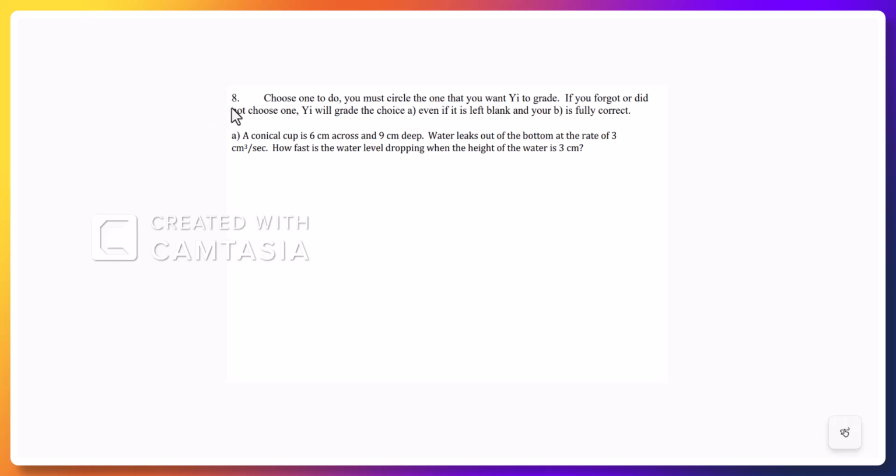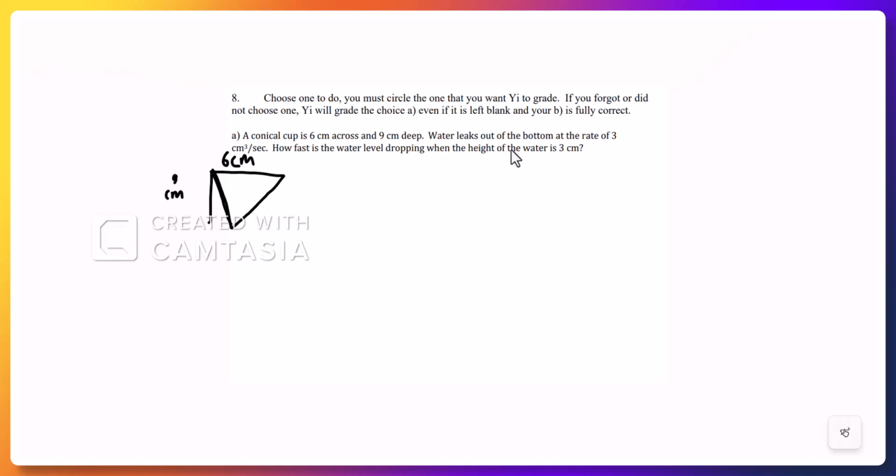Hello, today we are doing exam 3, page 8, question 8, part A. For this, we have a conical cup. The shape of a conical cup is like a triangle almost. We are given that it is 6 centimeters across and 9 centimeters deep.